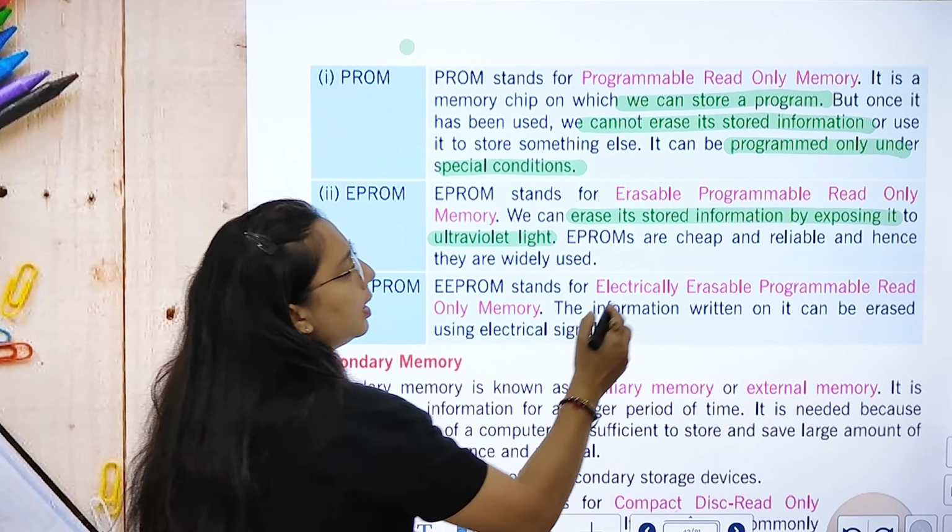Then we have secondary memory, which is known as auxiliary memory or external memory. It is used to store information for a longer period of time. It is needed because the primary memory of a computer is insufficient to store and save a large amount of data for future reference or retrieval. Let us discuss some secondary storage devices, like CD-ROM.